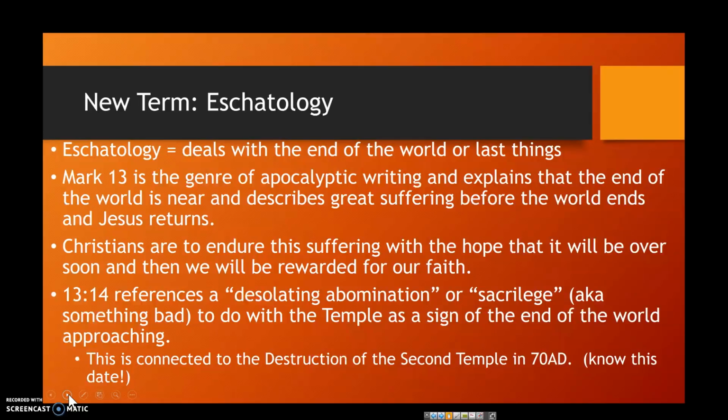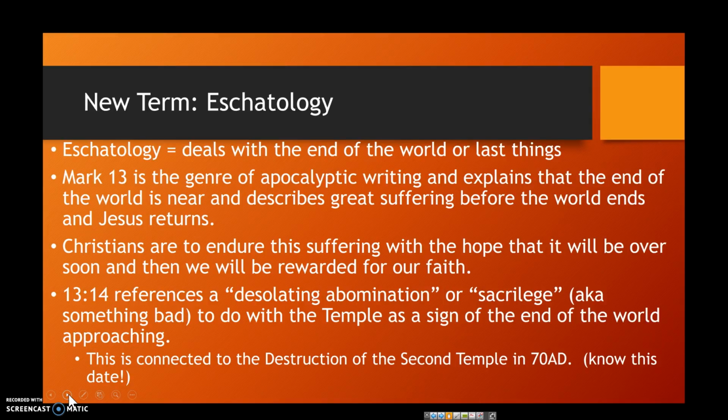Okay. New term, new idea, is this idea of eschatology. And eschatology simply means dealing with the end of the world or last things. And Mark chapter 13 is the genre of apocalyptic writing. It explains that the end of the world is near and describes the great suffering that will occur before the end of the world and Jesus' return.